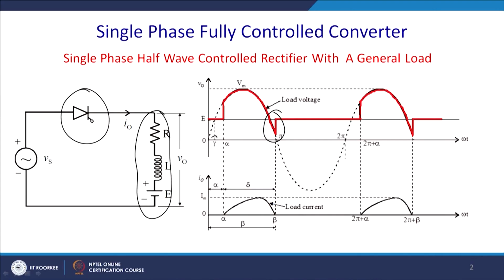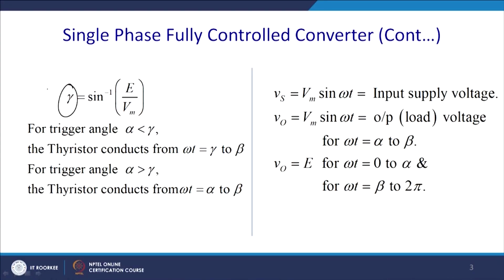Now, we require to see a few parameters to analyze. Lambda corresponds to Vm sin omega t. Vm sin lambda is equal to the back EMF voltage. So, lambda equals sin inverse of back EMF by Vm. For the triggering angle there are two conditions.